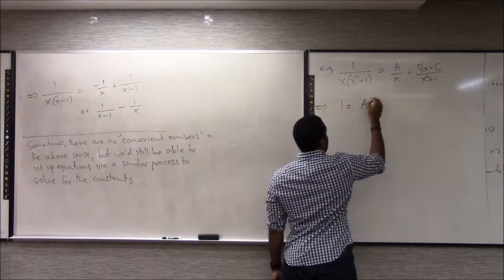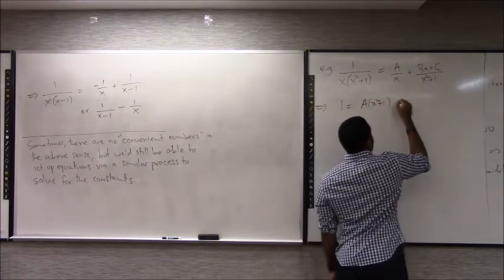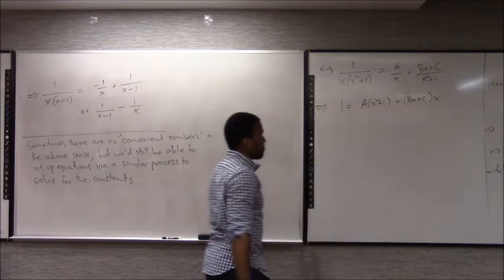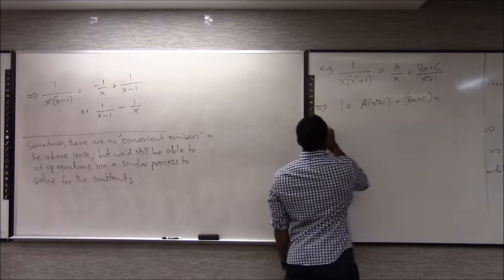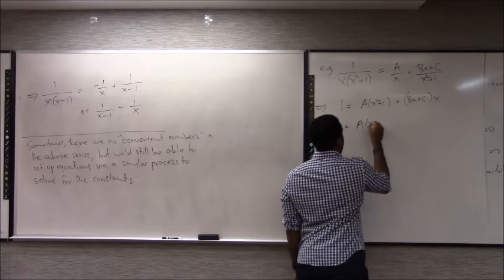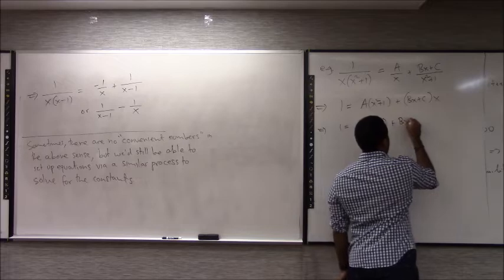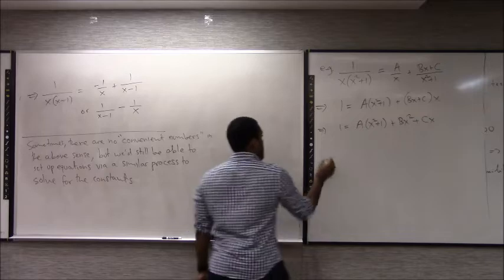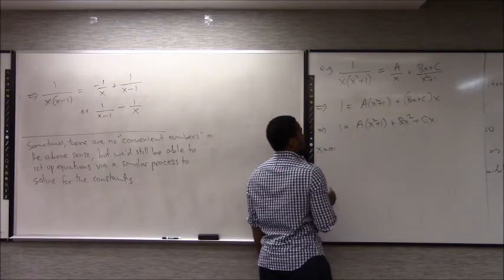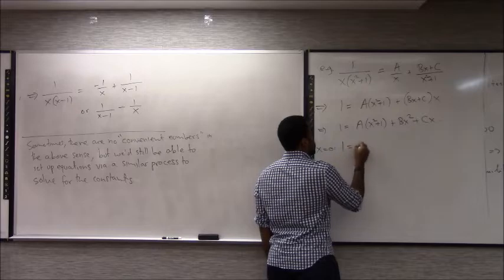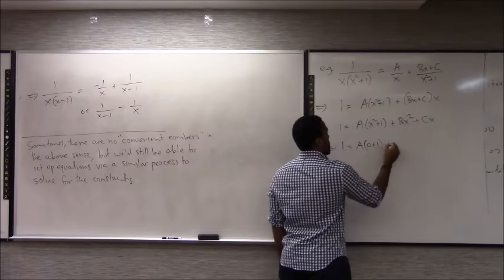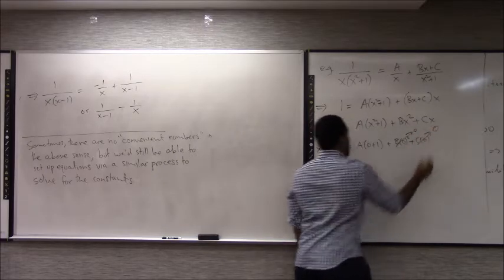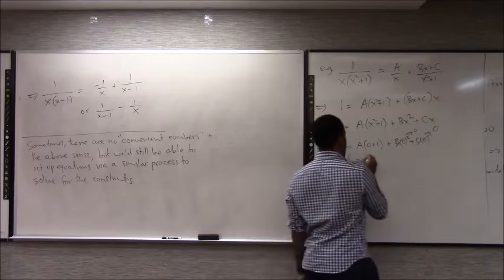A times x squared plus 1 plus bx plus c times x. All of that times x, so in parentheses. Now, right off the bat, we do have a convenient number. If I set x equal to 0, what's going to happen is I would have 1 equals a times 0 plus 1, plus b times 0 squared plus c times 0. Those guys both go away. A is the only one left to solve for, and I can get a right here.